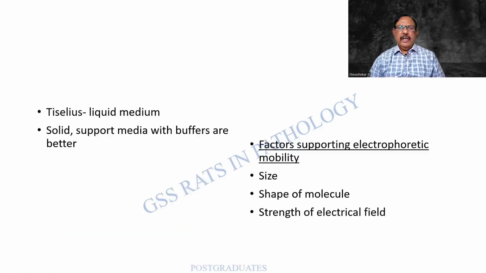Tiselius initially used a liquid medium, which was not very successful, but subsequently solid support media with buffers produced better results. What are the factors that affect electrophoretic mobility? It can be the size, the shape of the molecule, and the strength of the electric field. 3S probably.